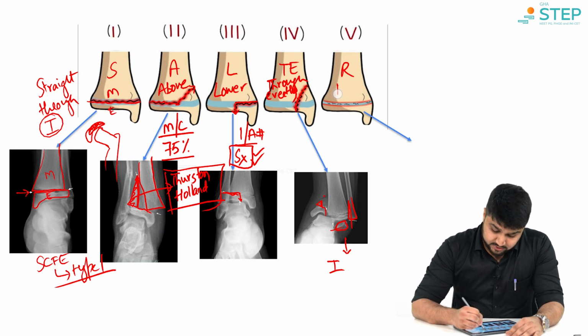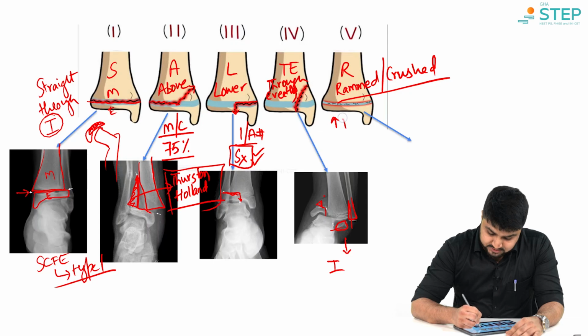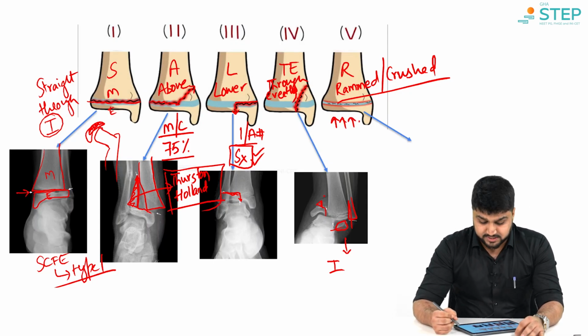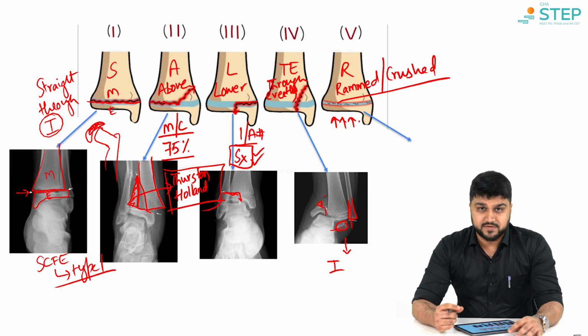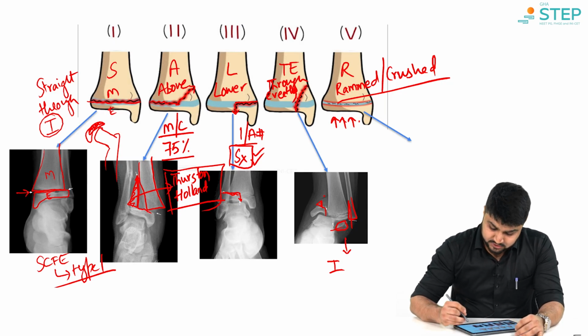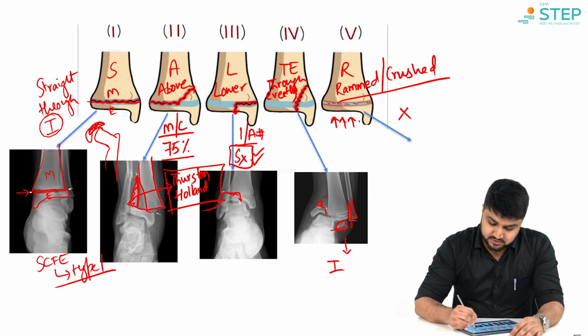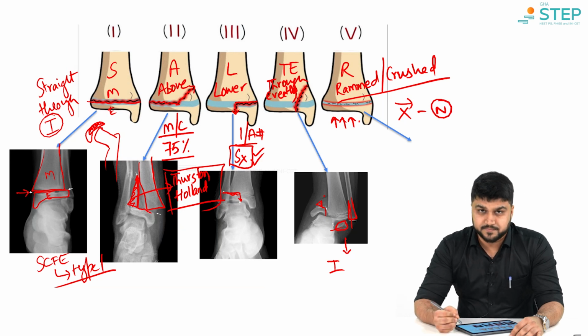Type 5 R stands for rammed or crushed. Basically what happens here is because of a compressive force, the physis, which is the weakest area of the bone, undergoes complete crushing. As we have discussed, the physis is a cartilaginous structure, and sometimes because of this you cannot see the fracture and the x-rays can be normal.